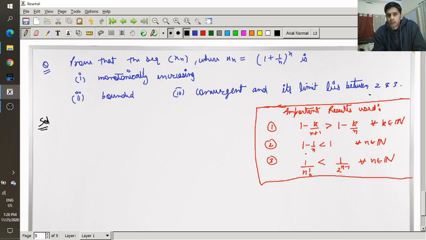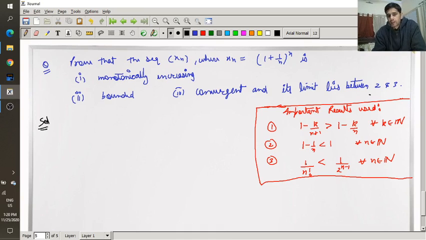Second is very simple. If I subtract some positive number from 1, then obviously the result will be smaller. So 1 minus 1 by n will be less than 1. Here I am subtracting 0 and here I am subtracting some positive number. So obviously 1 is greater than 1 minus 1 by n.